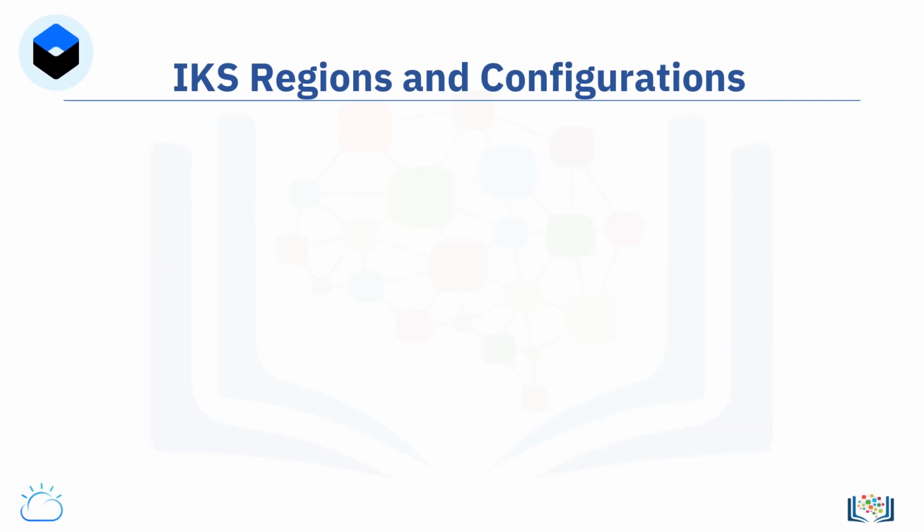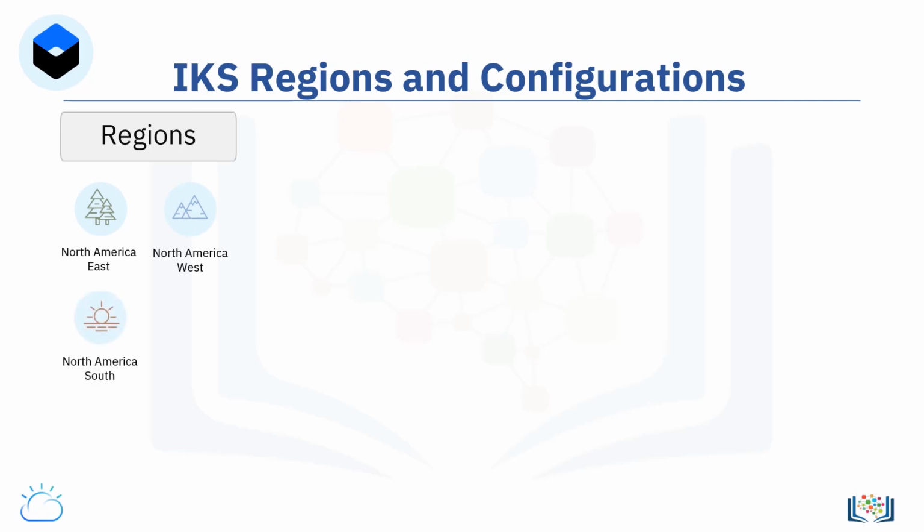Let's dive a little deeper on the IBM Cloud Kubernetes service. The IBM Cloud Kubernetes service can be deployed to any of the 6 regions on IBM Cloud. This includes North America East, West, South, the APAC region, Europe, and South America.